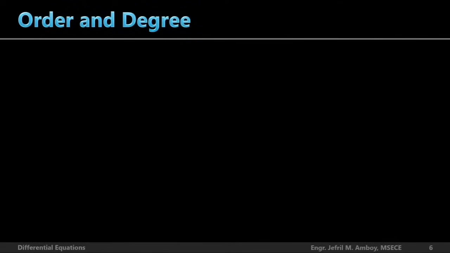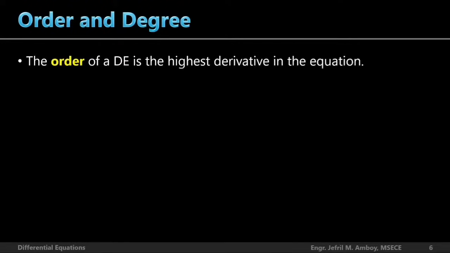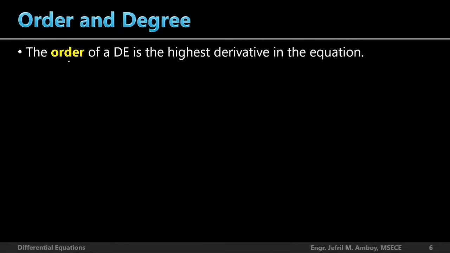Okay? Now, let's talk about the order and the degree of a differential equation. So, how do we define the order of a DE? Simple lang. The order of a DE is the highest derivative that appears in the equation. Yun lang. Kung ano ang highest derivative, yun na yung order ng DE. Okay? So, if the highest derivative is a second derivative, then that is a second order DE. If the highest derivative that occurs in the equation is a third derivative, then that is a third order DE. Okay? So, ganun lang siya kasimple.